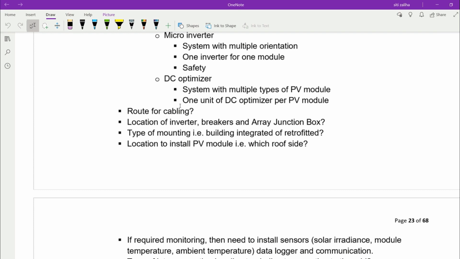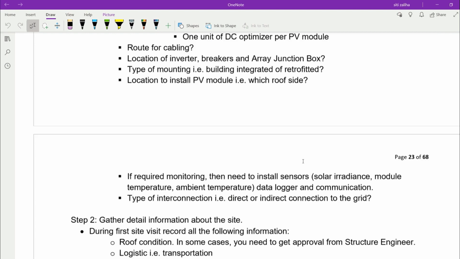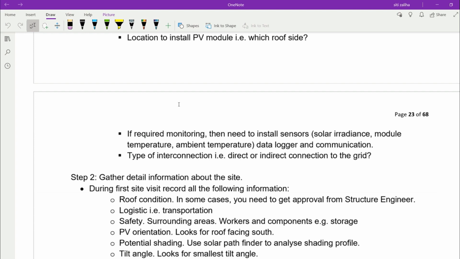Route for cabling. Location of inverter, breaker and array junction box, AJB. Type of mounting, for example, is it building integrated or retrofitted? And location to install PV module, for example, which rooftop or which roof side.